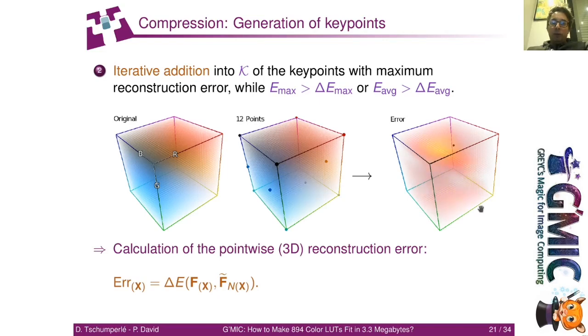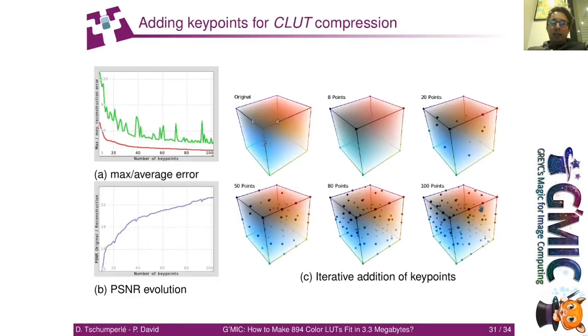So now we have 12 points, 13, 14, 15, with 20 key points, 30, and the error still decreases. 40 key points, 50 key points, 70, 90, and here is a global view of what happened with this CLUT compression as the iteration went on. There is a decrease of the max and average error, as well as an increase of the quality of the reconstructed CLUT.